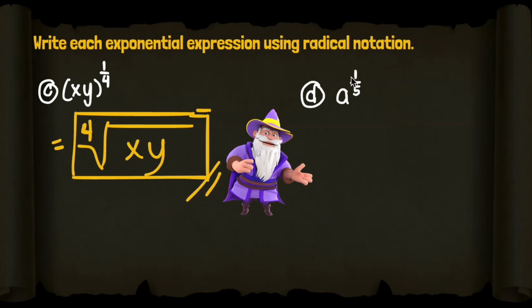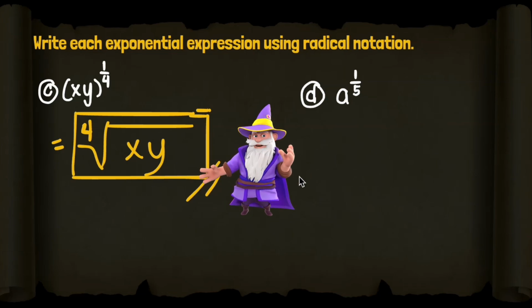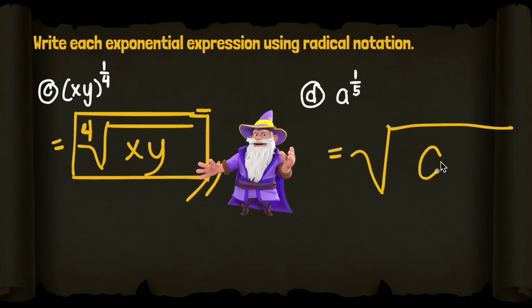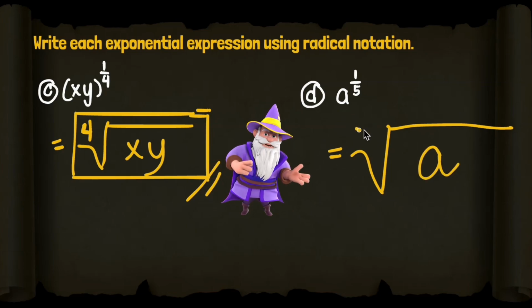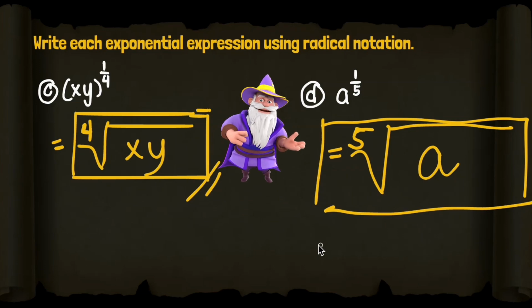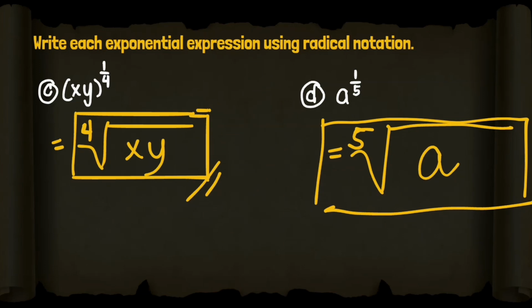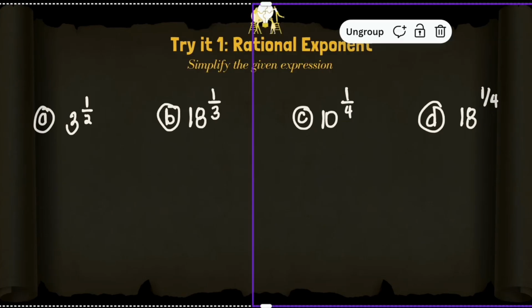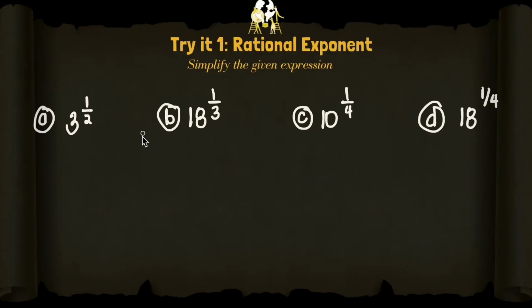Okay, next, we have a raised to 1/5. Of course, same procedure that we will be doing here. A would be nasa loob, then 5th root of a would be the correct form. So these are the first four examples for example number 1. Now, we want to try your skills. Feel free to pause this video and simplify the given expressions. I want you to write it in your notebook. Practice makes progress for this try number 1.